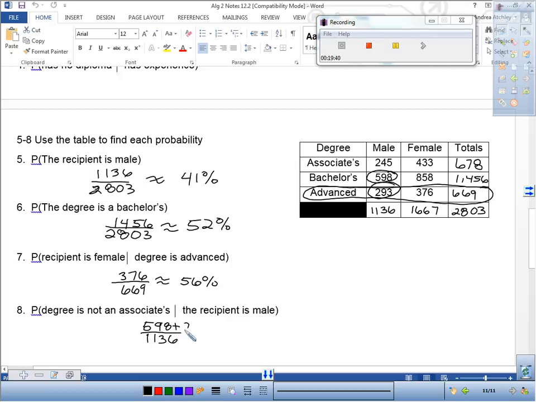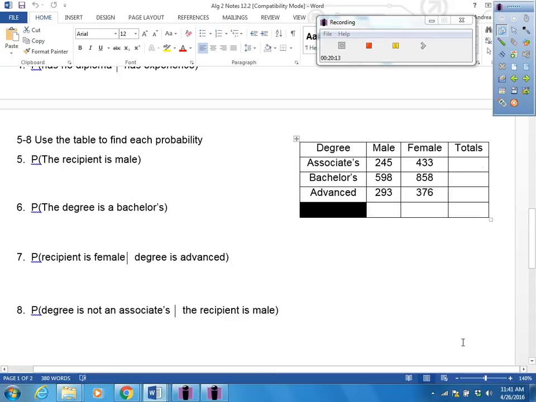598 plus 293, okay, which was 891 over 1,136. And then what percentage would we get? 78? Any questions over that? We're all good? Okay, hopefully that helps us.